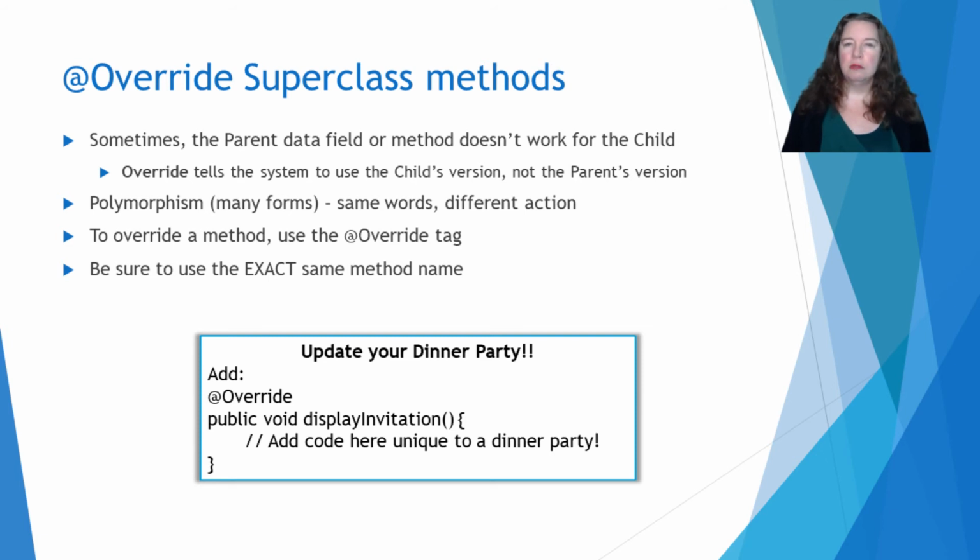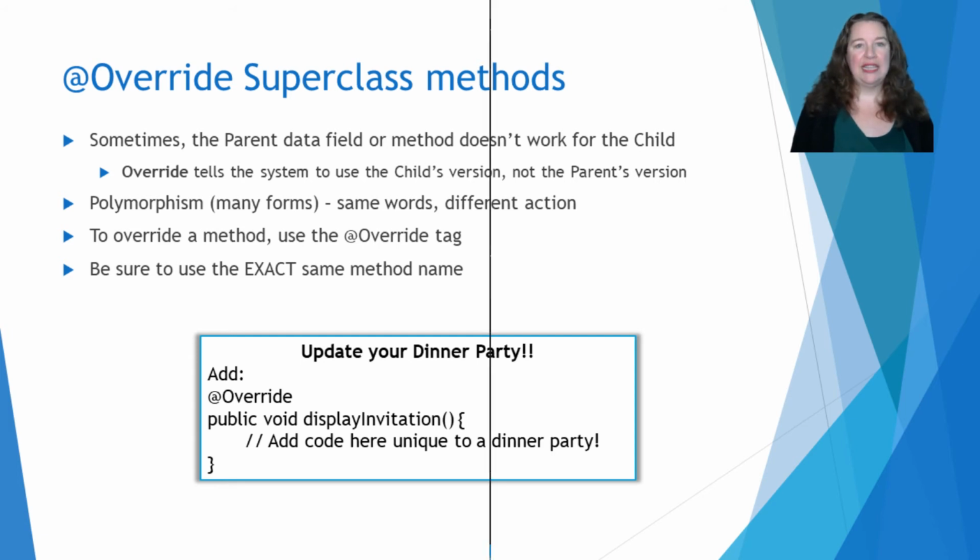So same words, different action. They do different things. We have different forms. Polymorphism, again, is a big object-oriented concept: being able to recognize that we can have the same method name doing two different things. Be sure that you use the @override tag so that it knows that it's an overridden method, not a new method of its own. And be sure you use the exact same method name and header information. Don't add in a parameter at this point or change it from public to private or change the return value. It needs to be exactly the same.